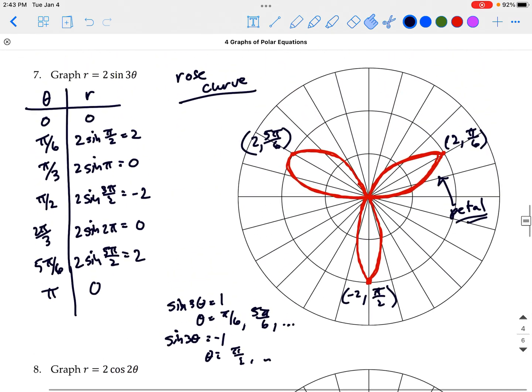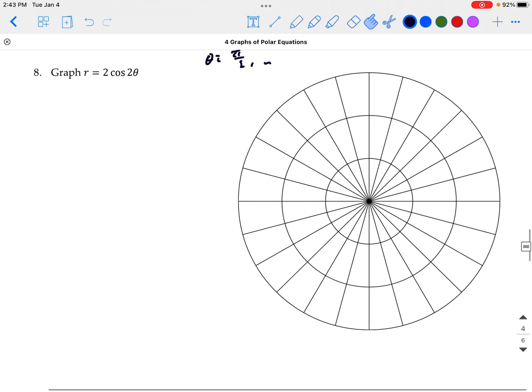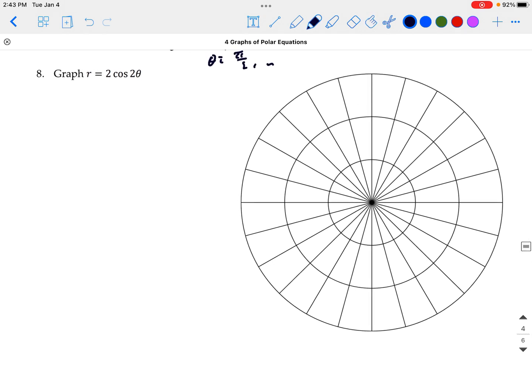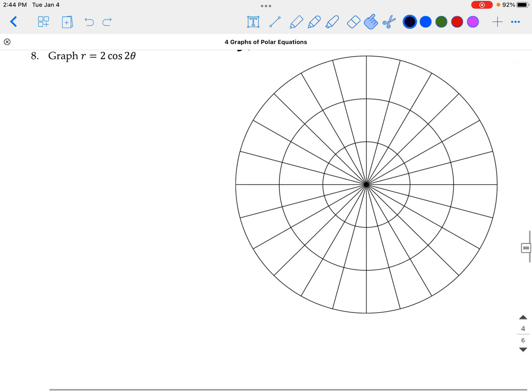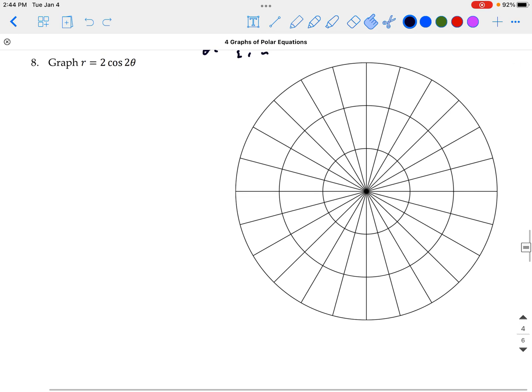All right, so 8 is another type of rose curve. And now we've got 2 cosine 2 theta. So we've got a cosine graph, and now we're doubling instead of tripling the angle. So go ahead and take a moment, maybe pause, make a theta R table, and sketch the graph of this. Let's see what it looks like.